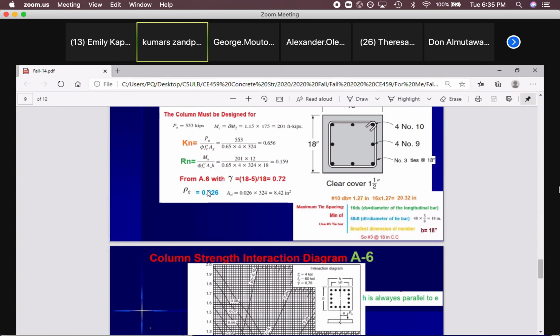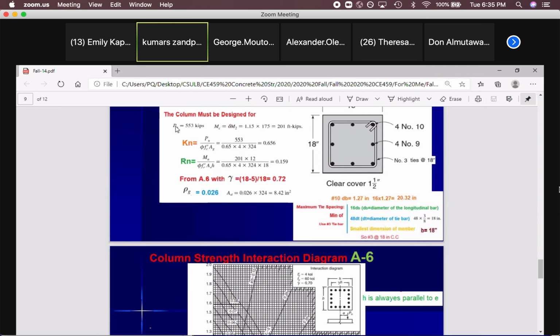But if you solved and you got 6.8%, it means that you have to talk to the architect, please, I need a bigger size of the column, not 18 by 18, or change your f'c. Instead of 4, go with 5. Then you need a smaller size of the column. So we designed the rebar.